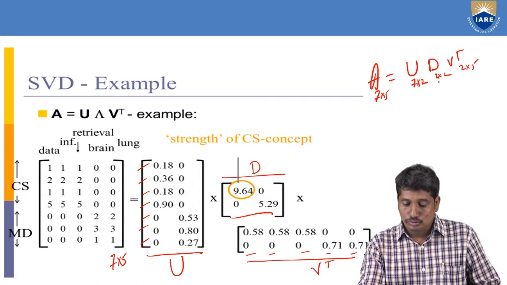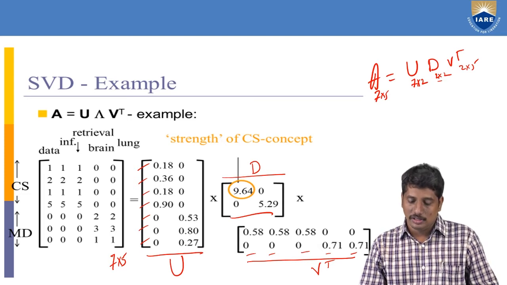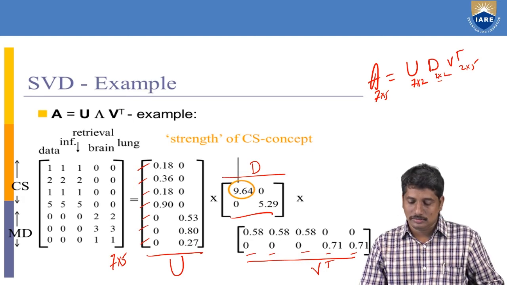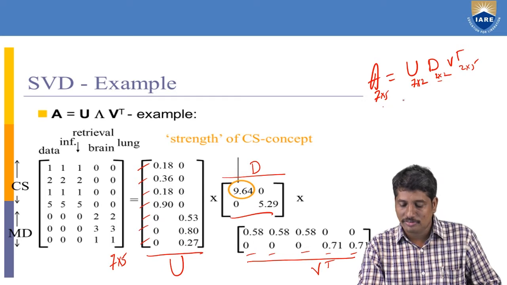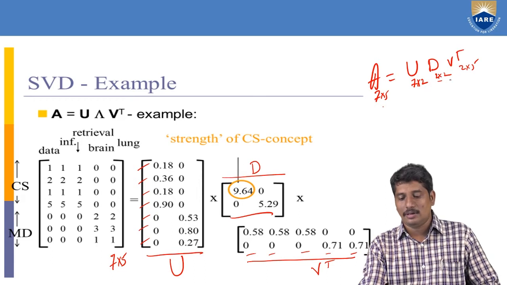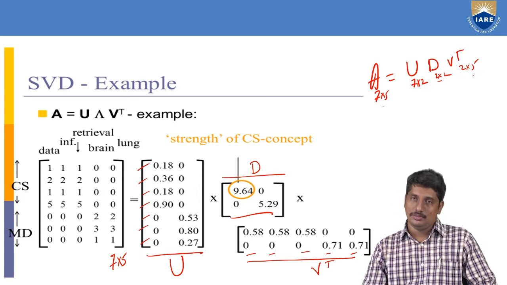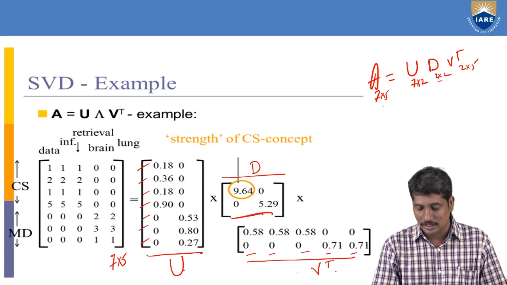So here 2 denotes the rank of the matrix. That is why we can decompose it like this. So 7 by 5 can be decomposed into 7 by rank, rank by rank, rank by 5. Like that we have decomposed. So this is our resultant matrices. This is U, this is D, this is V transpose.